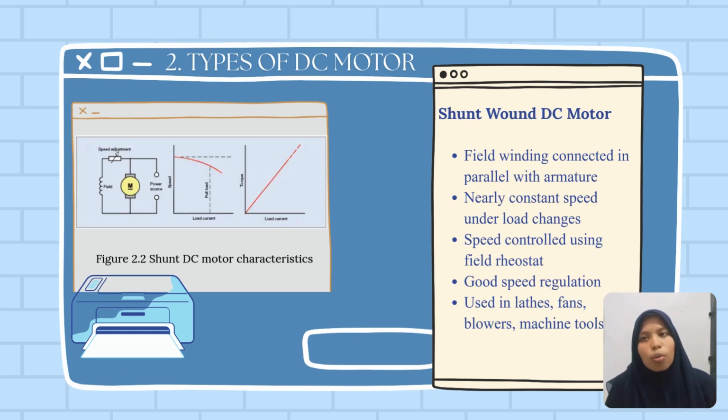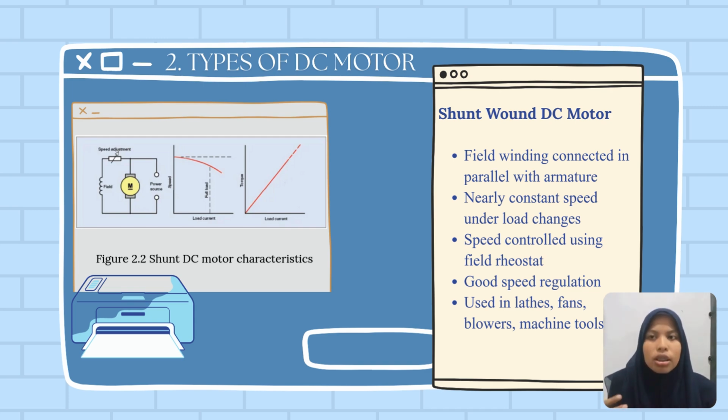Next, we go to the shunt wound DC motor. In a shunt wound DC motor, the field winding is connected in parallel with the armature. This results in a nearly constant field current, giving the motor good speed regulation even when the load changes. Speed control is usually achieved by adjusting a field rheostat, while lower speeds can be obtained by reducing armature voltage.